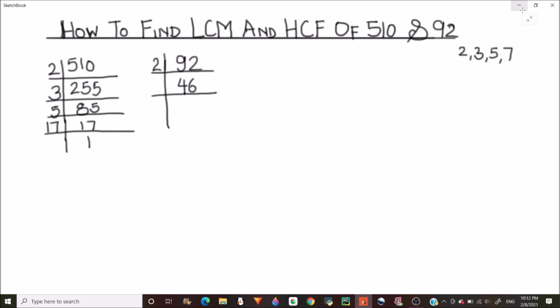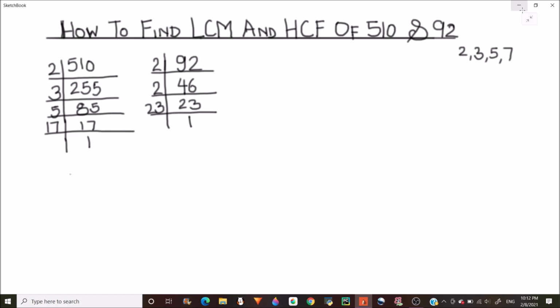Now again this is an even number. So we are going to use 2 as the divisor. 2 times 2 is 4 and 2 times 3 is 6. 23 is an odd number and it is a prime number too. So it is only divisible by 23. So 23 times 1 is 23. We have got the factors of 510 and 92.